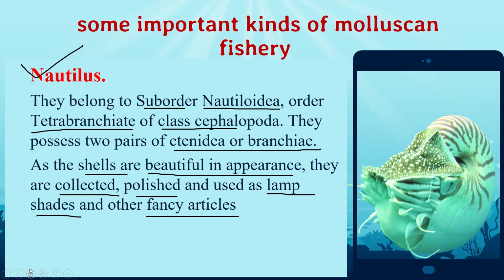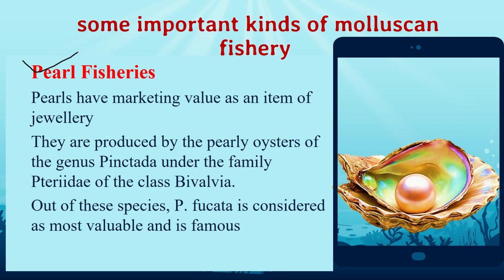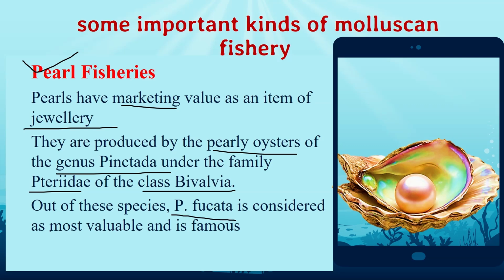Then the pearl fishery. Pearls have marketing value as an item of jewelry. They are used as gems in processed, finished and polished form. They are produced by the pearl oyster of the genus Pinctada and under the family Pteriidae of the class Bivalvia. Several species of this genus are found in Indian waters. Out of these species, Pinctada fucata is considered the most valuable and is famous. It has a wide distribution in a long stretch of sea coast extending from the Persian Gulf, Red Sea, Gulf of Kutch, and Gulf of Mannar along both the coasts of India and Sri Lanka.